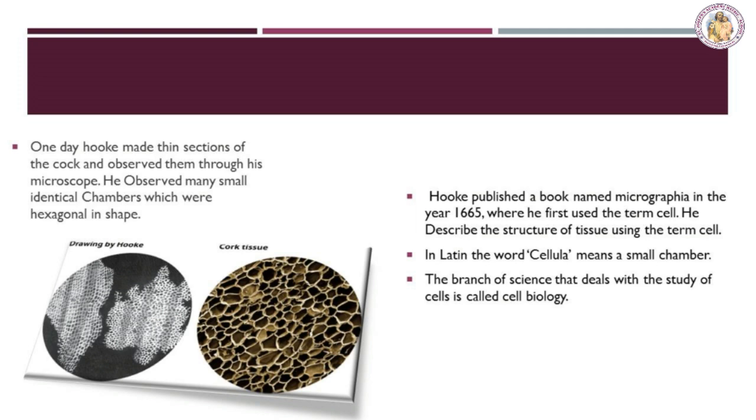Based on these observations, Hooke published a book named Micrographia in the year 1665, where he first used the term cell. He described the structure of tissue using the term cell. In Latin, the word cellula means a small chamber. The branch of science that deals with the study of cells is called cell biology.